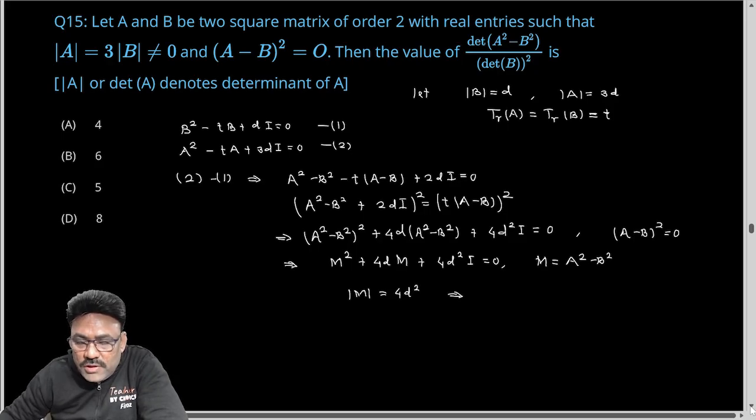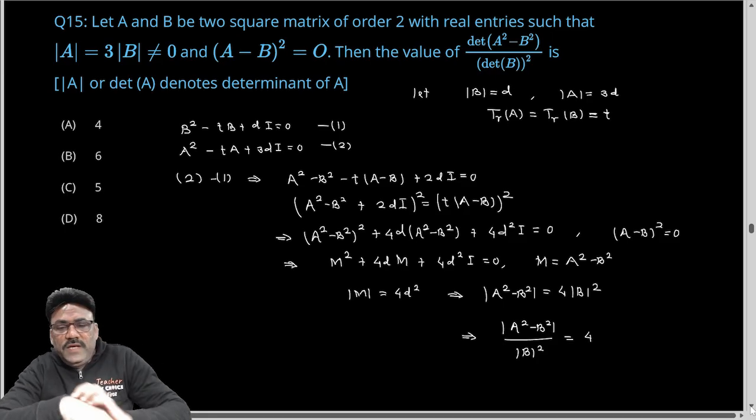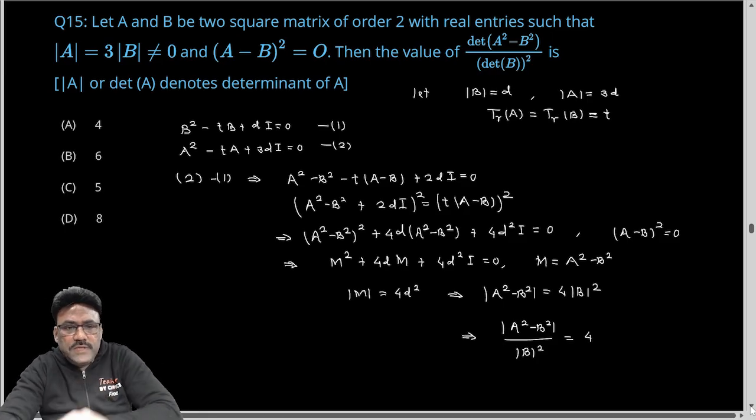And M is A square minus B square. So I can say that the determinant of A square minus B square is 4 times d square, where d is the determinant of B. And hence determinant of A square minus B square over determinant of B square is equal to 4. Means A is the correct option here, right?